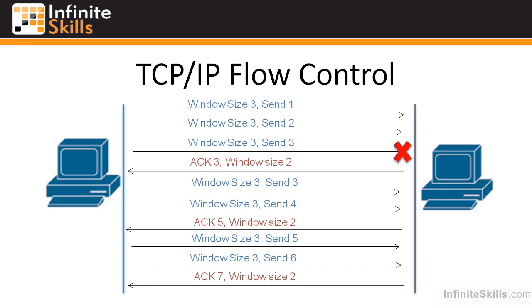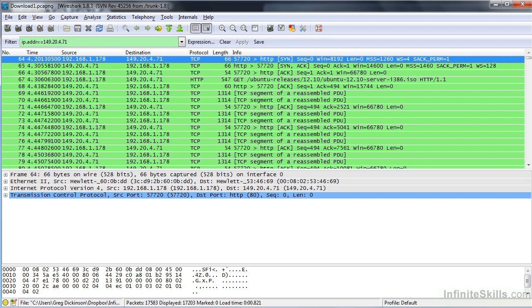Hey, I'm acknowledging number 7, window size 2, and so on and so forth. So let's look at this in Wireshark, because again, I'm a real big fan of just looking at the packets going across the network. You'll find a lot of interesting things on your network just by doing that. So this is the entire TCP conversation between my workstation that I wrote this particular slide deck on and one of the Ubuntu download mirrors.